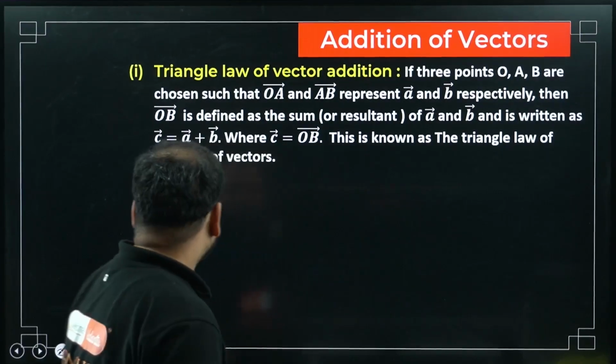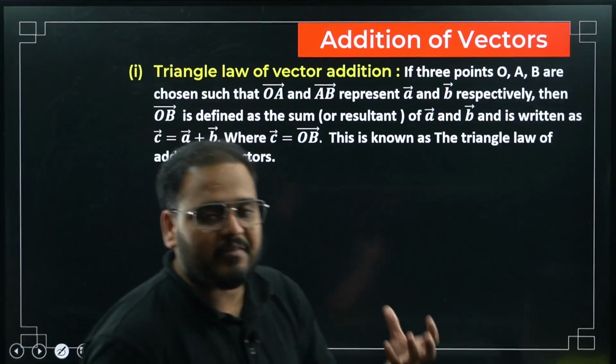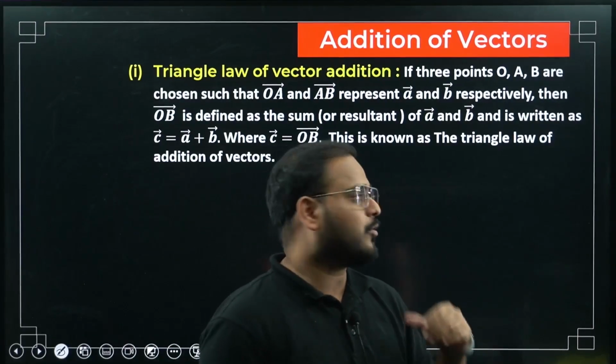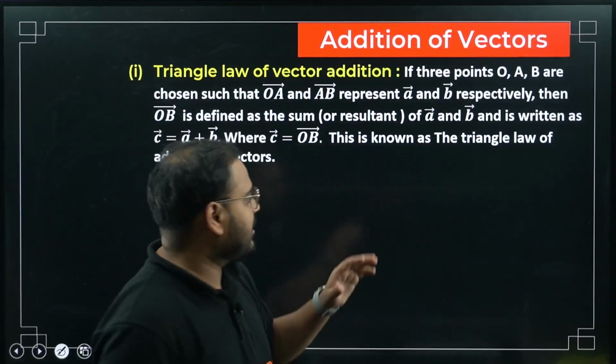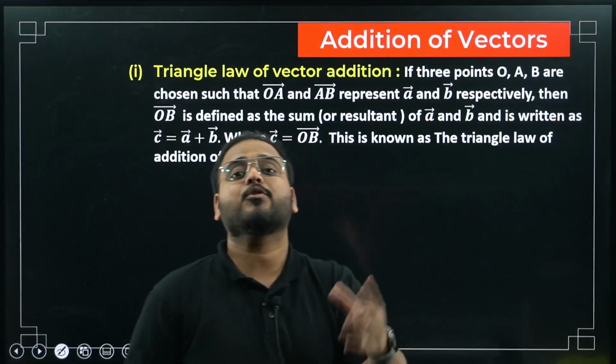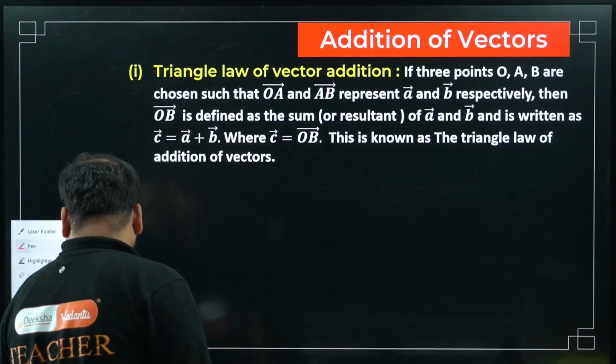So basically, to see the addition of vectors, we draw a triangle. Why do we draw a triangle? Because we have to use directed line segments. There has to be a direction given. That's why we have to use a figure. So let's look at the triangle law of addition.